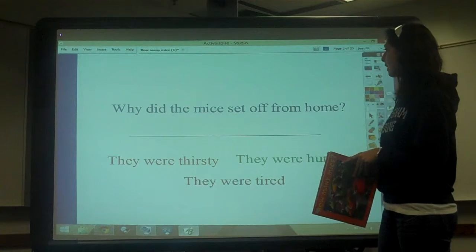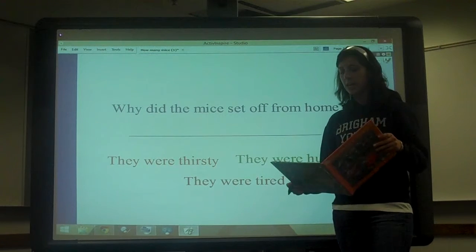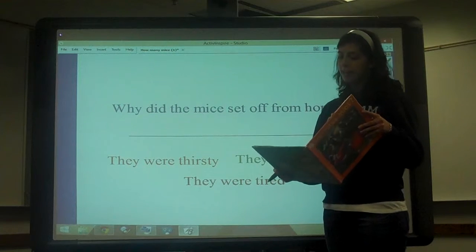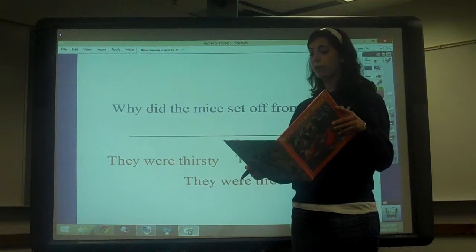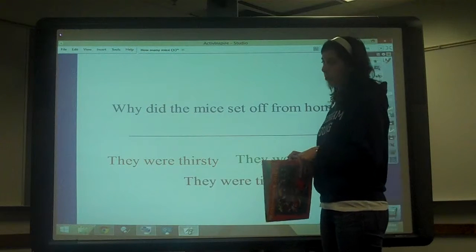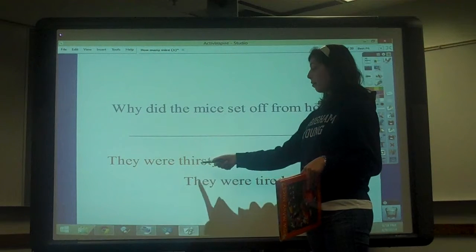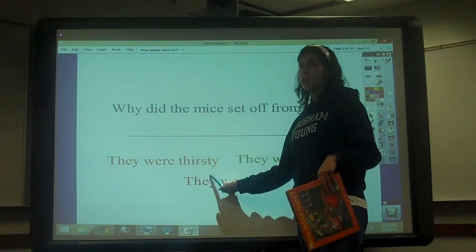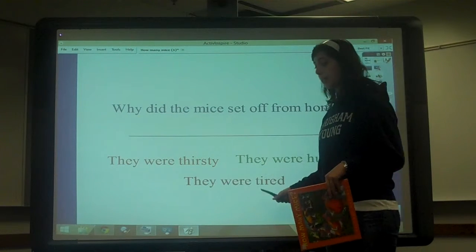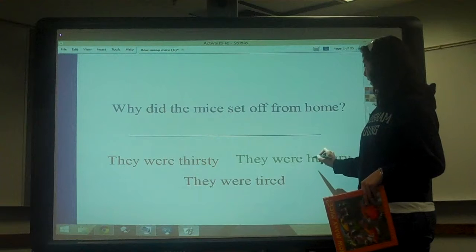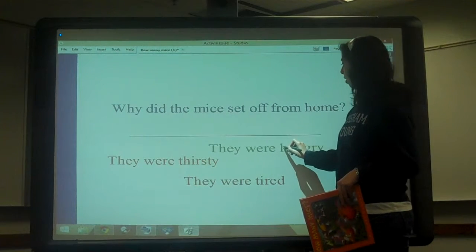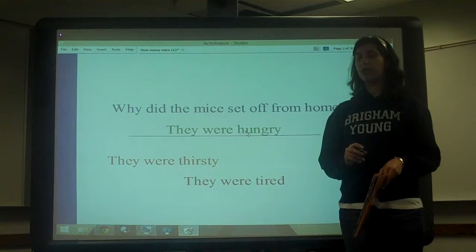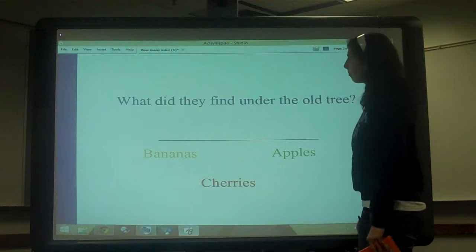Why did the mice set off from home? So, I'm going to read the page in the book. 10 hungry mice set off from home to gather food for a meal. My 3 options are: the mice were thirsty, the mice were hungry, and the mice were tired. So my correct answer is that the mice were hungry. And I'm going to drag it over the line. Anybody has questions? No. Let's try another one.